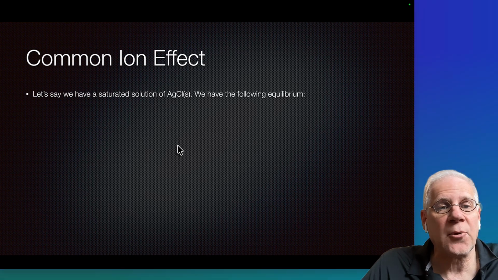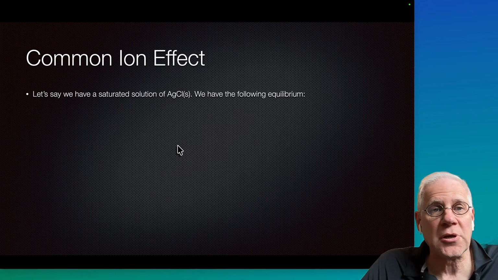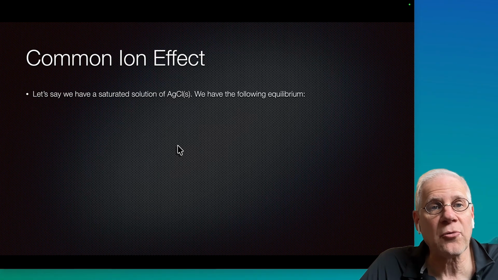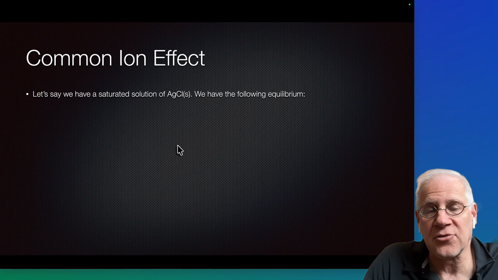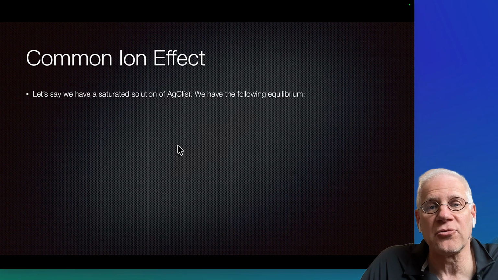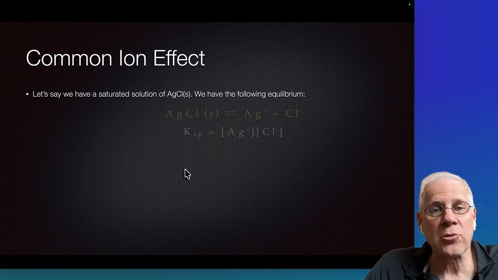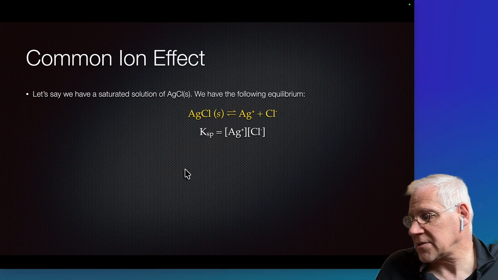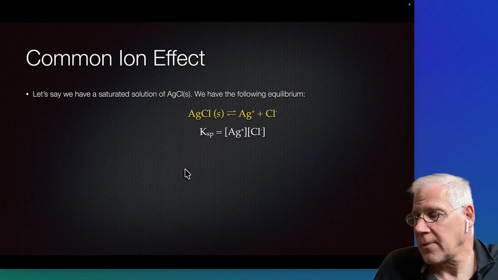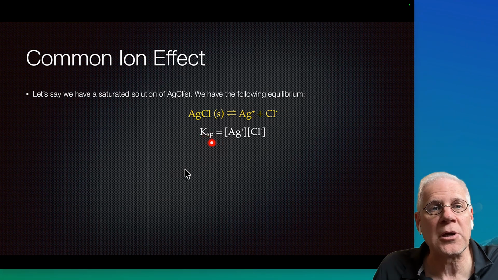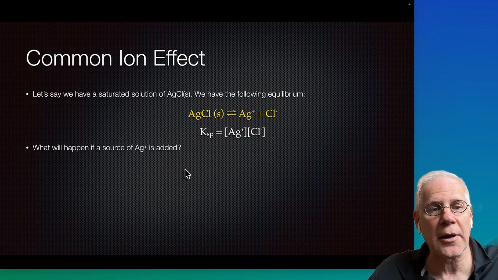So let's just say that we have a saturated solution of silver chloride. We've had some silver chloride in water. It sat there for a while and it's reached its equilibrium and the solution is saturated. At equilibrium, we have the following reaction set up. We have AgCl solid going to Ag plus and Cl minus. We have a Ksp value equaling the concentration of silver ion times the concentration of chloride ion.